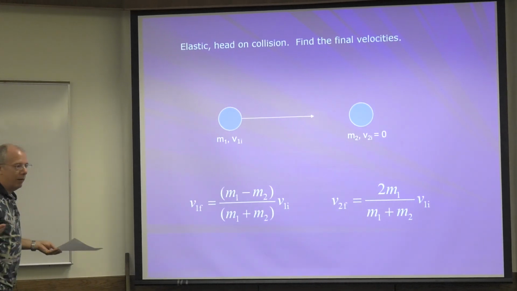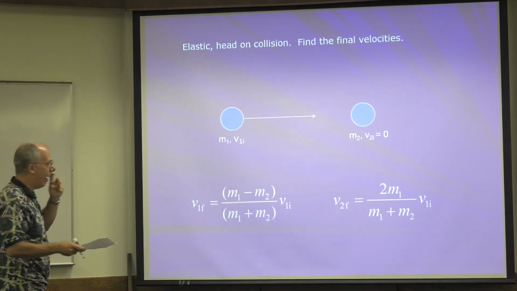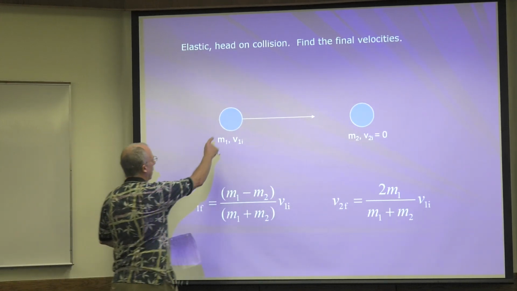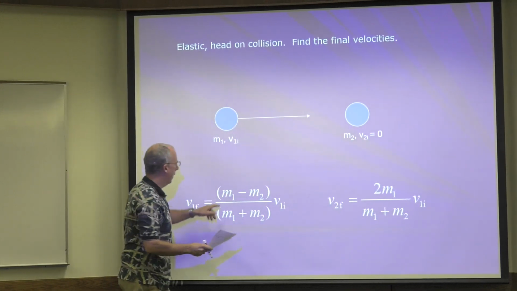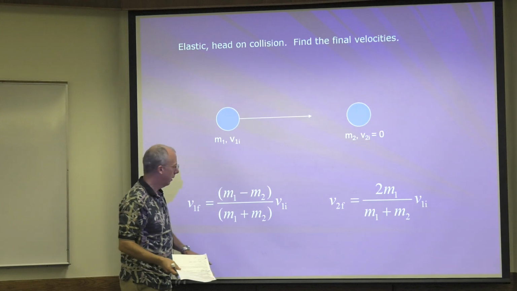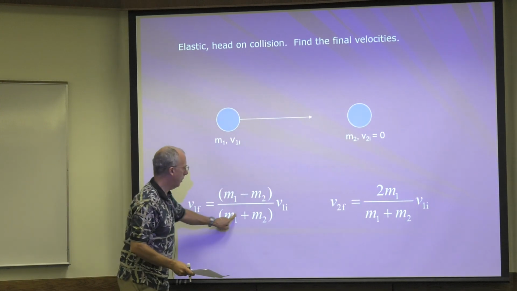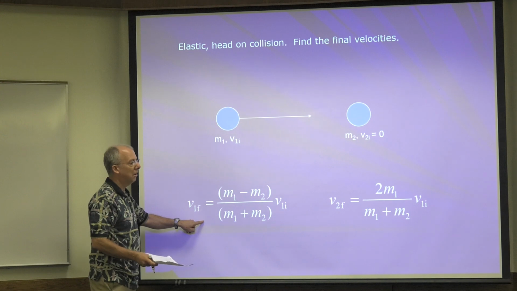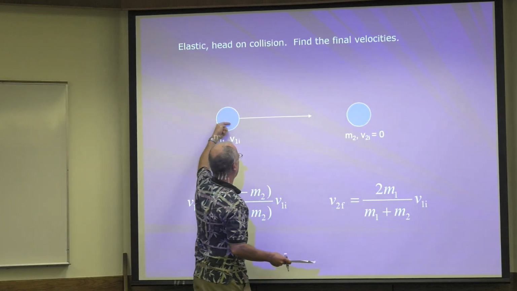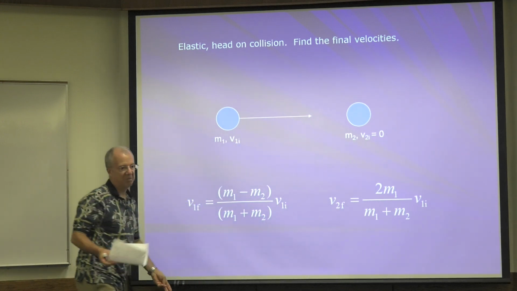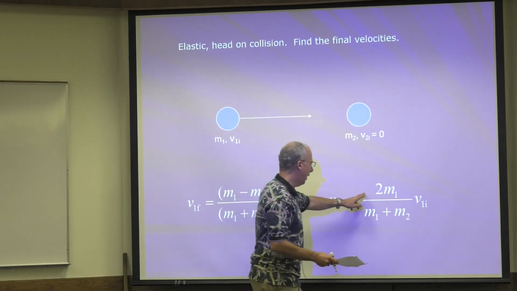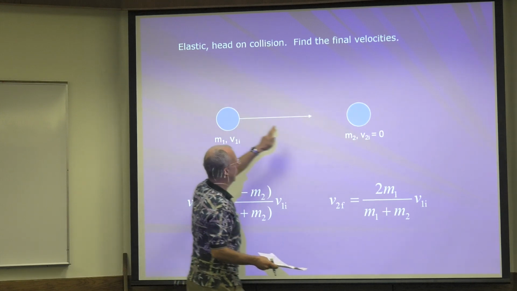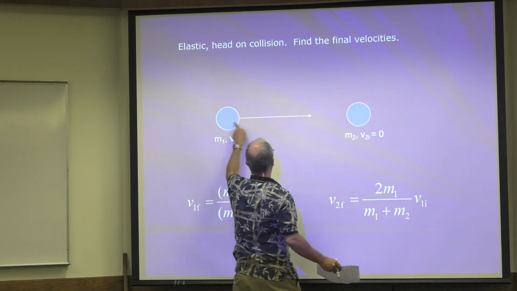Have you ever played pool or some kind of game and seen what happens when this is less than that? Let's just do the math. If this is less than that, then m1 minus m2 is negative, so this will be negative. This will be positive, and we already know this is positive. So v1 final is going to be negative. That means if this is less than that, it's going to hit and bounce back, and the other one is just going to go forward. It kind of makes sense, right? If this is lighter than that, this one goes back and this one goes forward.